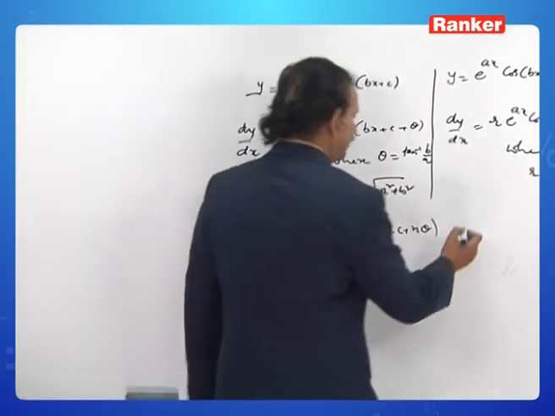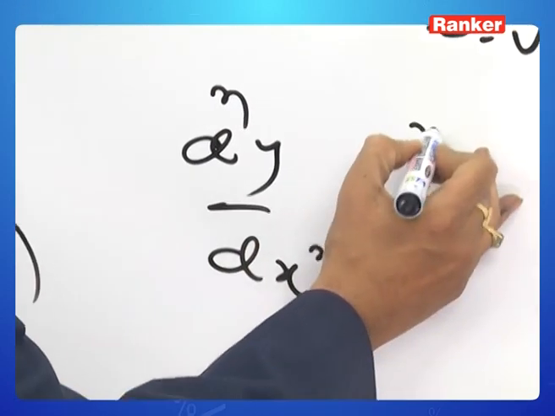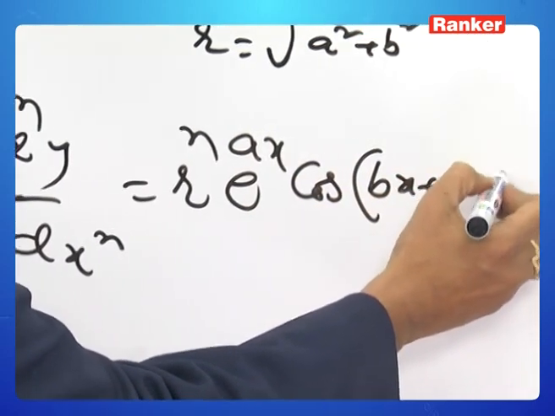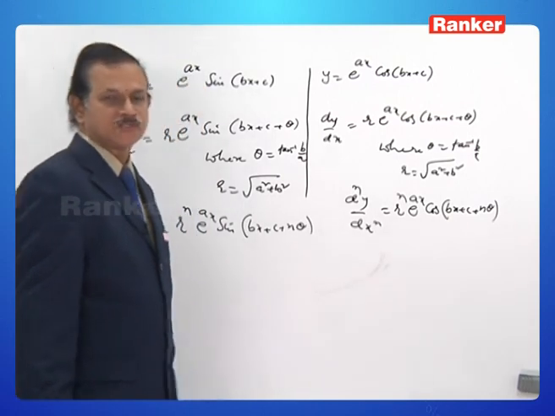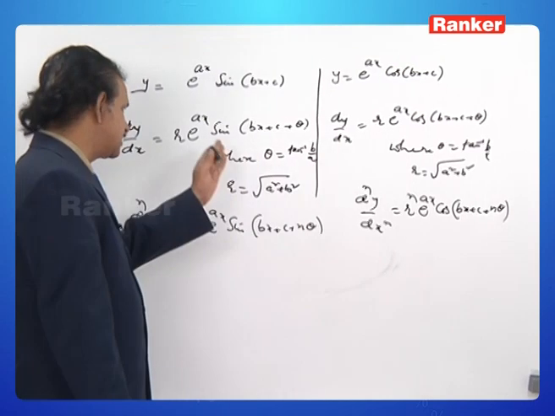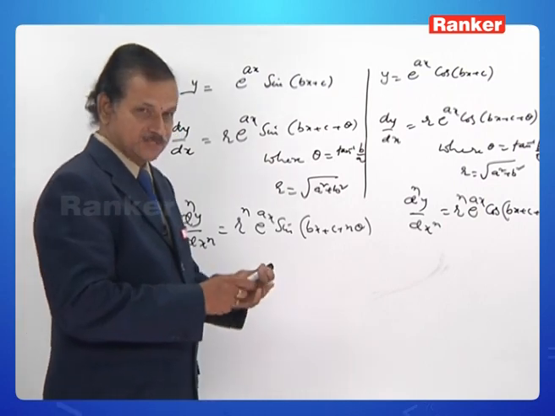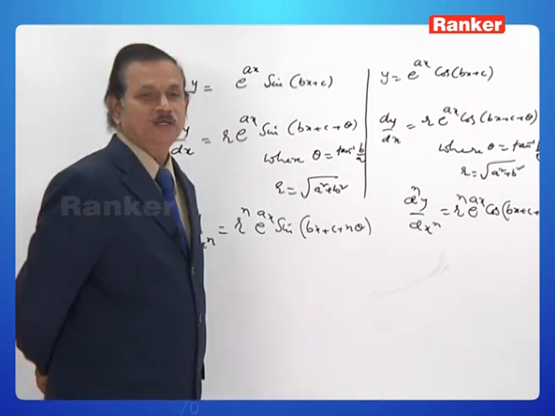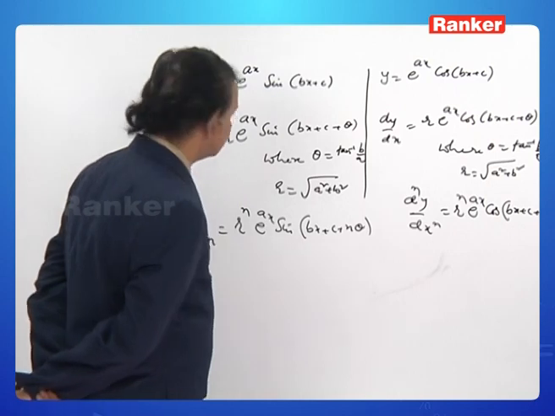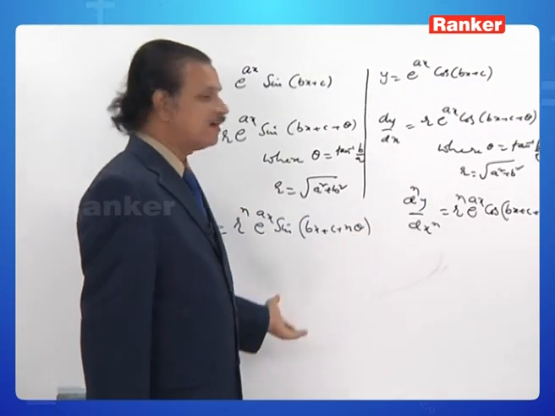Similarly here, d power n y by dx power n is equal to r power n into e power ax into cos of (bx plus c plus n theta), where theta is tan inverse b by a and r is root of a square plus b square. How similar they are: in the place of the sine function we replace the cos function, that's all. These are the nth derivatives of these standard functions, e power ax into sine (bx plus c) and e power ax into cos (bx plus c). With the presence of e power ax, those two formulae take this form.